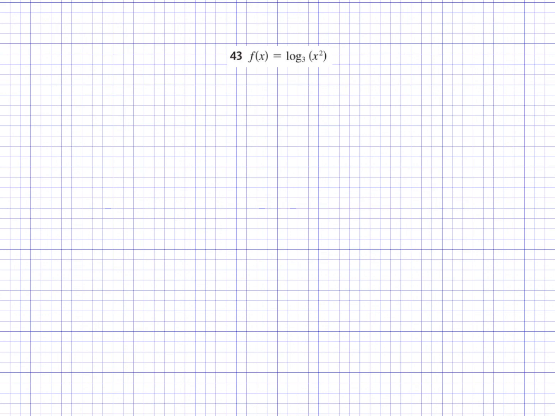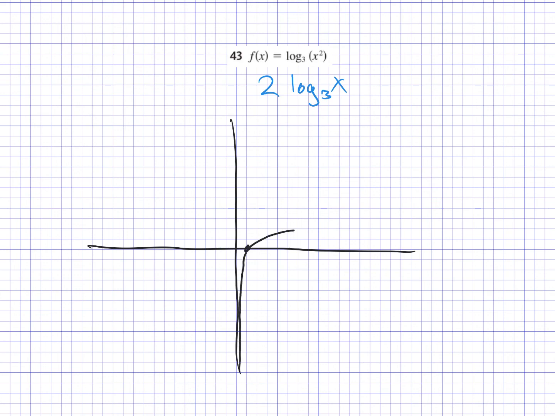Okay, same thing with this one. Log base 3 of x squared. So you just put the 2 out in front. It's the same thing. You're stretching it by 2. So again, the parent function goes through (1, 0). And again, no matter what you do, when x is 1, the log of 1 is still 0, times 2 is still 0.